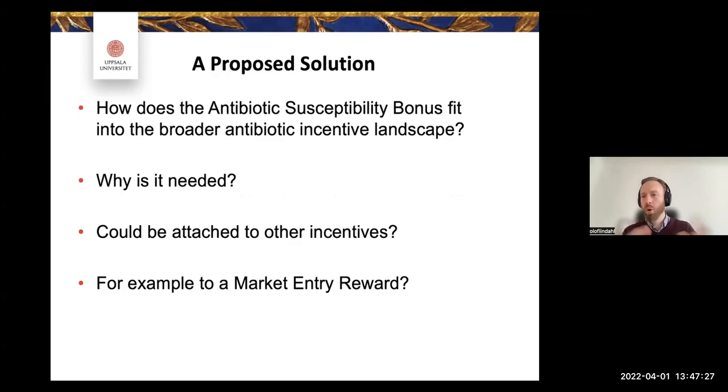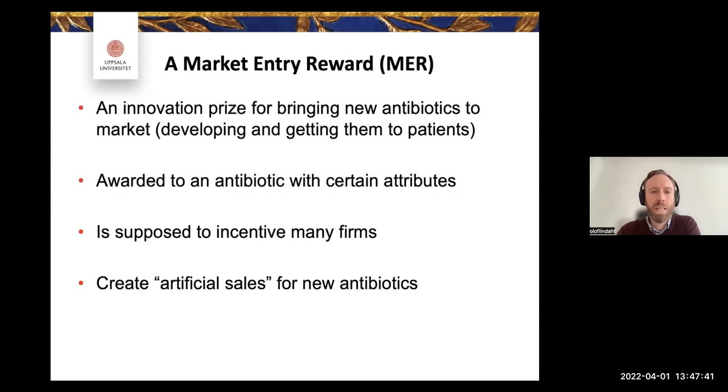So how does this bonus idea fit into the broader landscape? Why is it needed? How could it be combined with other incentives? For example, market entry rewards. I'm going to focus on market entry rewards. So market entry rewards, what are they? Well, as I said, it was one of these innovation prizes. It's a so-called pull incentive. You get it if you bring a certain antibiotic, or an antibiotic targeting certain pathogens, to market, so that it can get to patients. So it's a big prize.